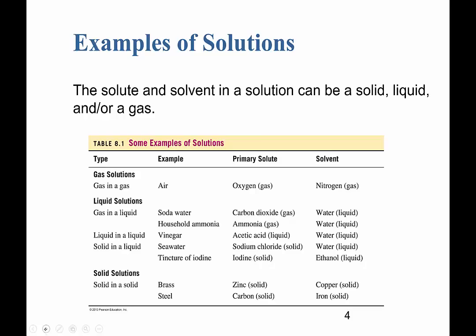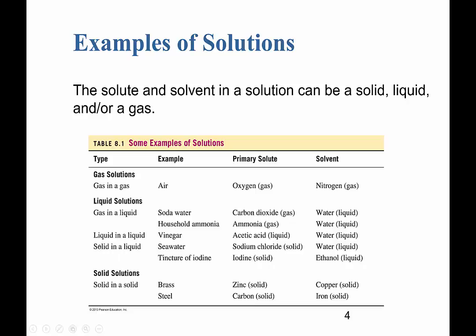Now those solutes and solvents can be in different phases. They could be solids, liquids, or gases. So for example, if we have air, that means I have a gas solute in a gas solvent. So my solution is in the gas phase. But I could also have gases in liquids. For example, if I'm going to have pop. So in that case, I have carbon dioxide dissolved in the water.